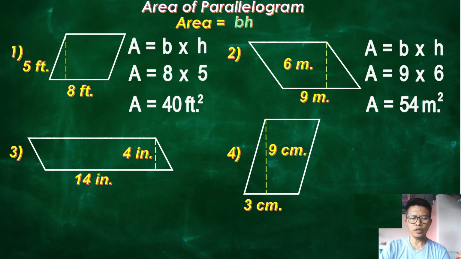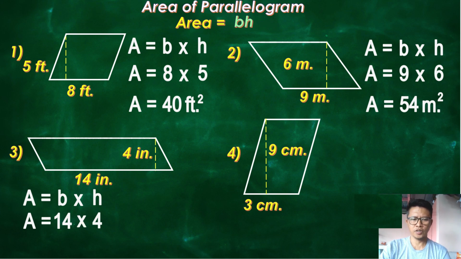And number 3. Okay, so we have a parallelogram which its base is 14 inches and a height of 4 inches. Okay, that is area is equal to base times height. Area is equal to 14 times 4. That is equal to area is equal to 56 square inches.